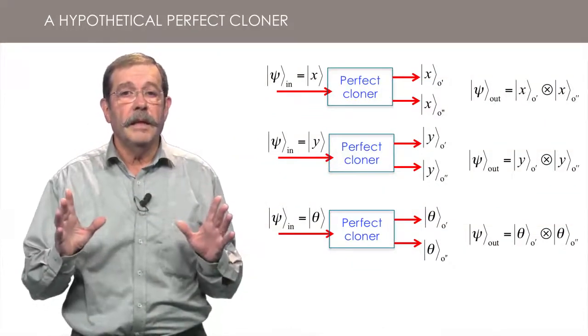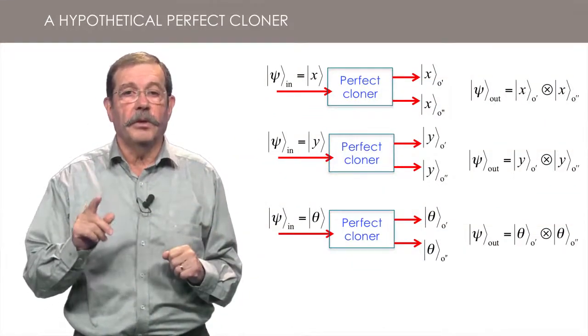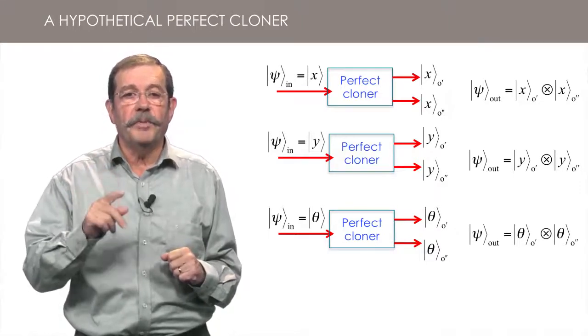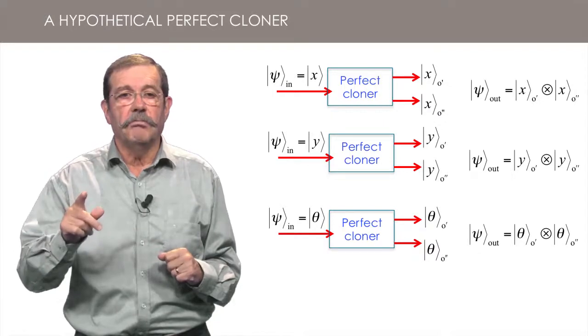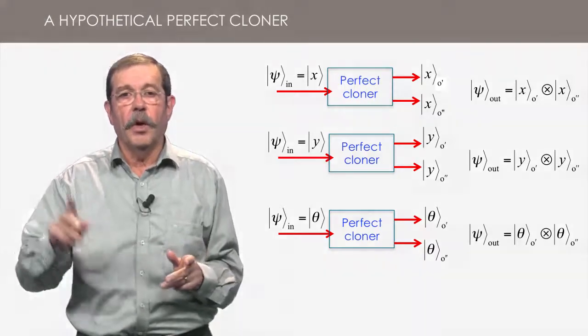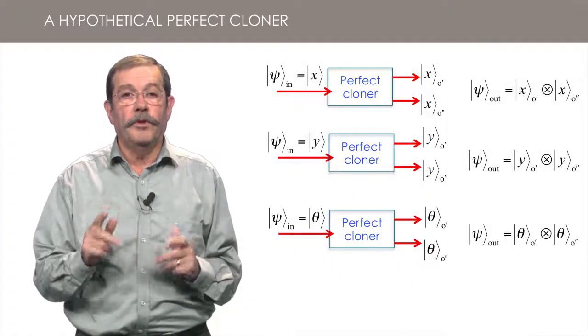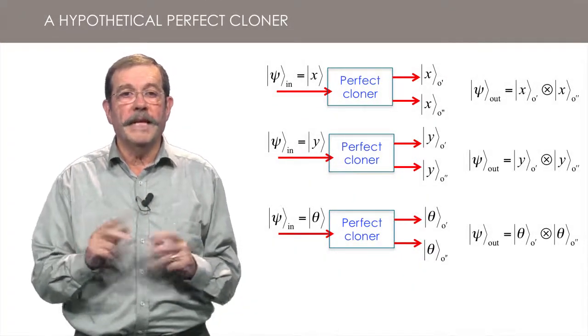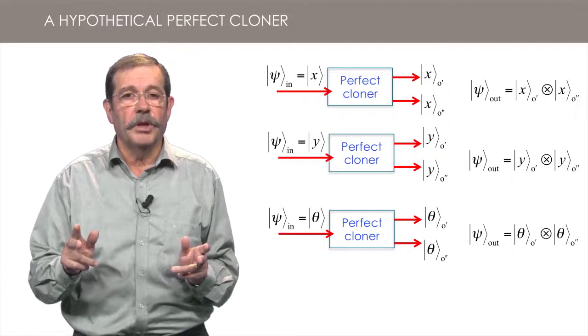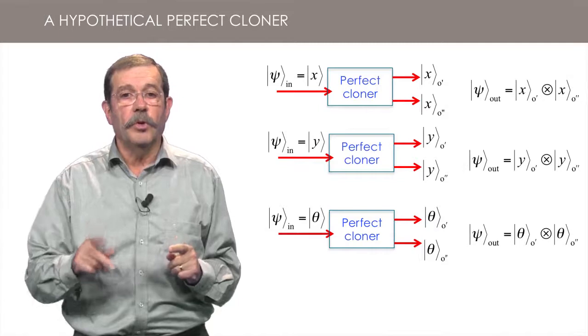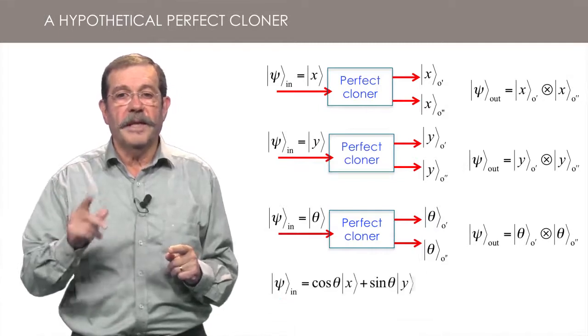Let us then consider a hypothetical perfect cloner that would yield two perfect copies of the input photon in two different outputs, O' and O''. A perfect cloner must work for any polarization of the input photon, not only for X or Y. It must also perfectly clone the theta polarization.